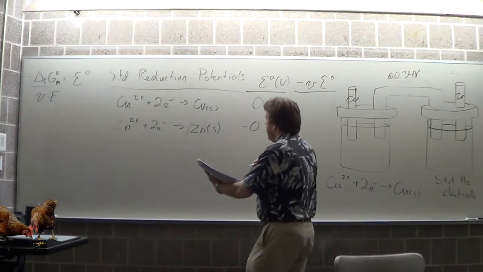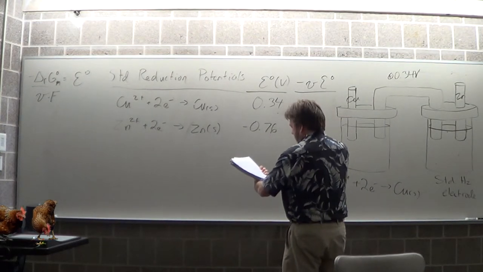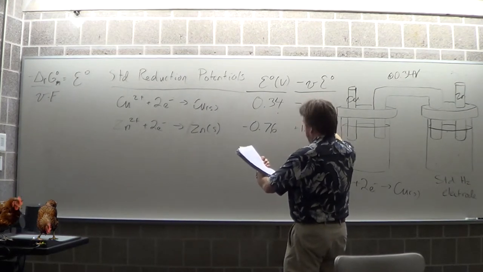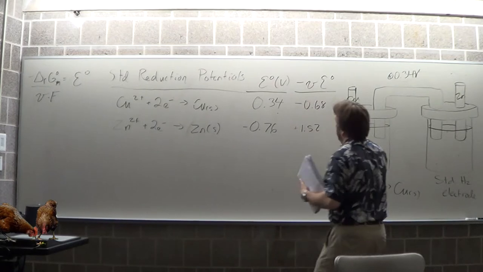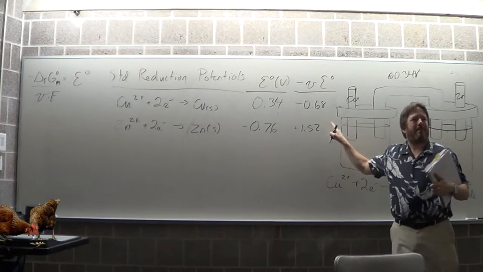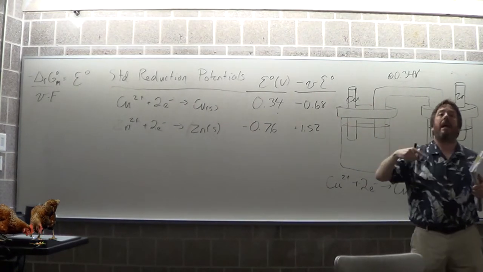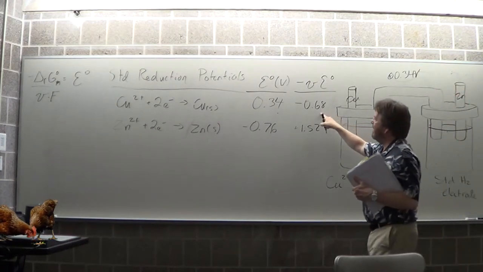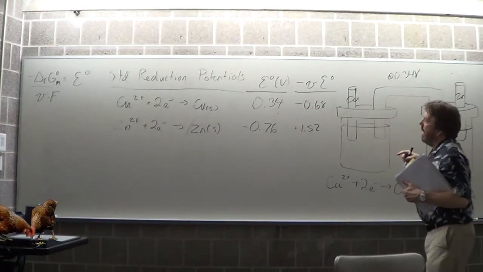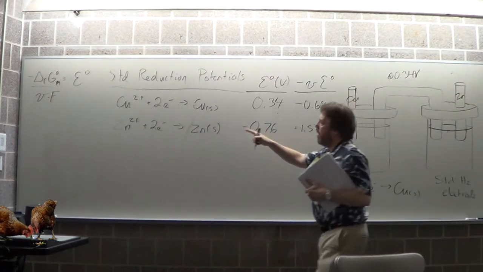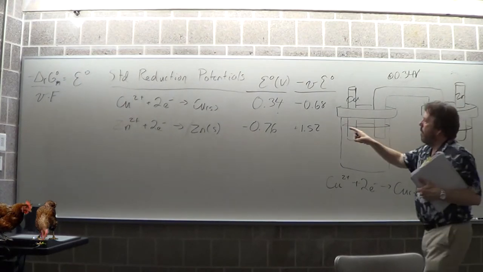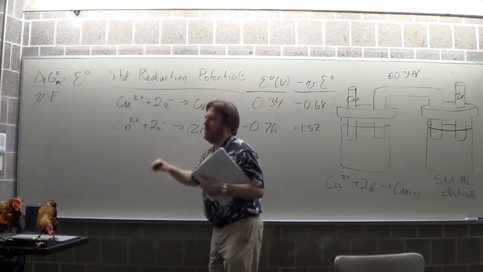This would be positive 1.52. And this is negative 0.68. Okay, so I can see several things going on. For one, this is bad. This is uphill in energy. Uphill in energy is bad. This is good, because it has a negative delta G. Now there's another bad thing. They both are producing electrons. So I've got two things that are bothering me. One's uphill, one's downhill. They're both producing electrons.